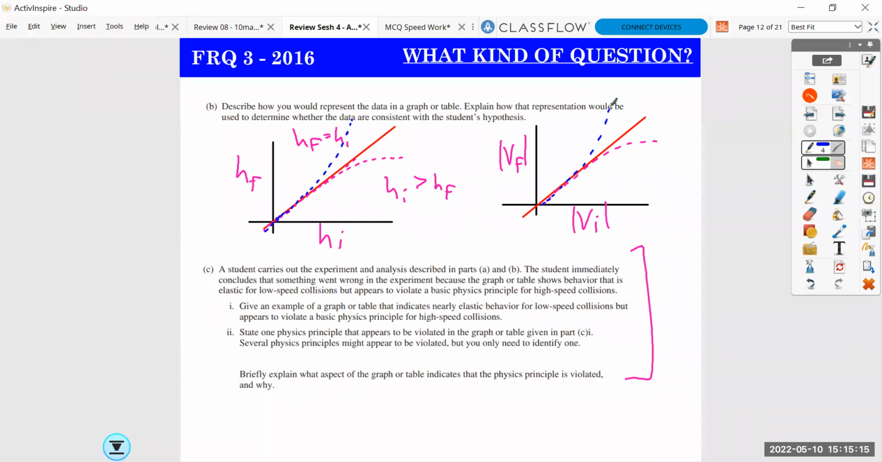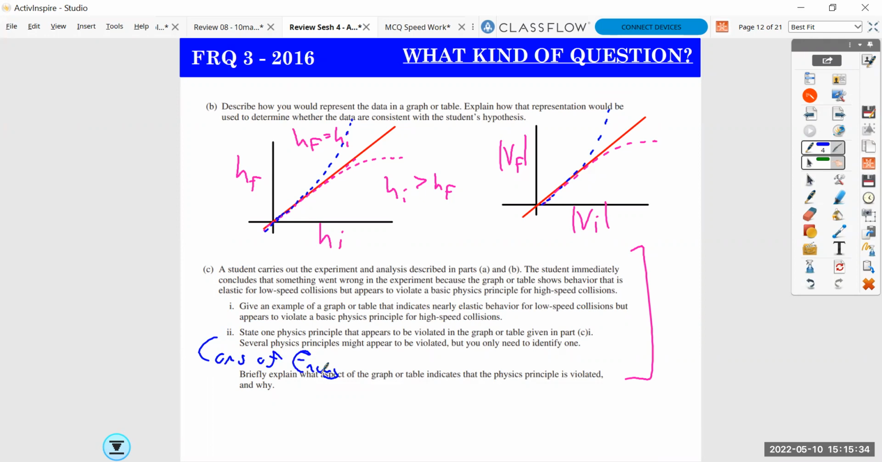So either of these graphs in blue would be a big problem. And specifically, the physics principle that would be violated here would be conservation of energy. That if your ball bounces higher than it started, it somehow ends up with more energy than it started with. You have done something wrong in the experiment.